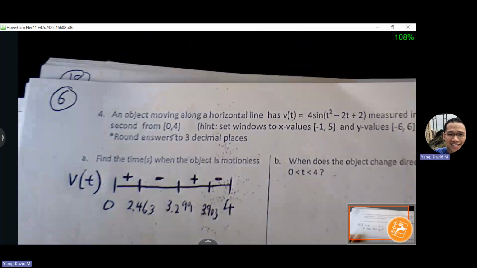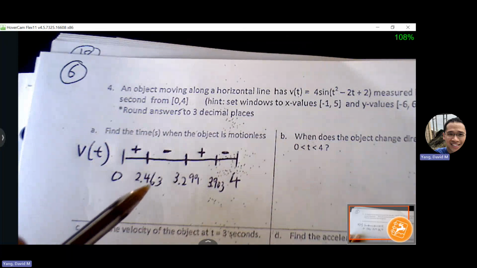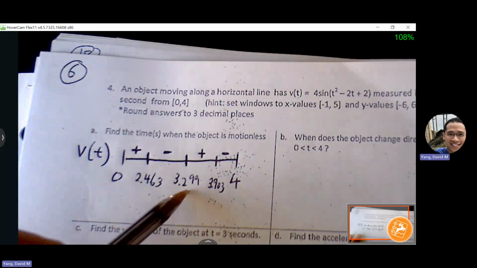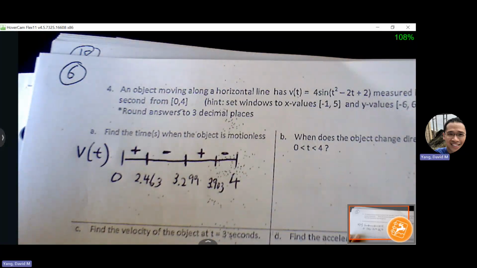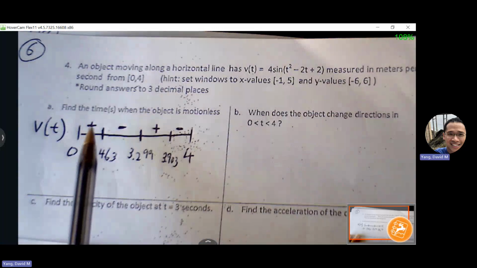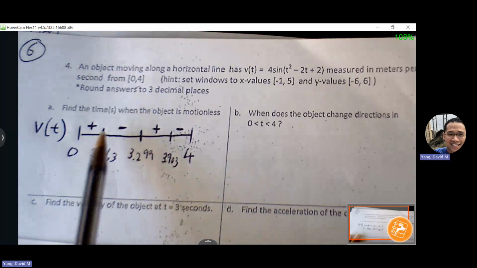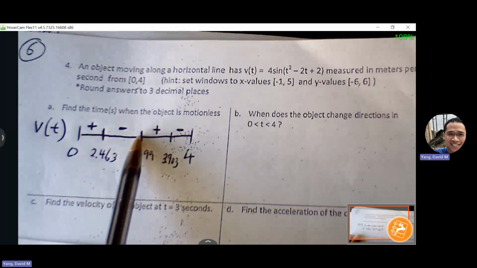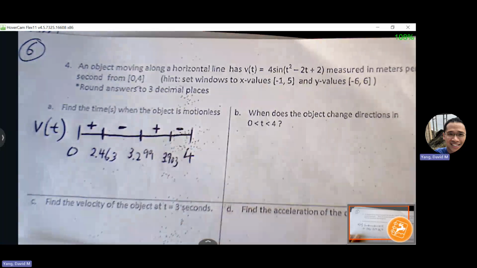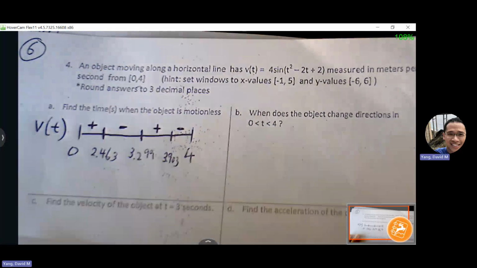All right, so what can we say then? At what times is the object motionless? These 3 times, right? Okay, because velocity is equal to 0. And then that also relates to part B. When does the object change direction? We can also know that the object changes direction at these points because it's moving right, it stops, moves left, stops, moves right, stops, moves left. So these 3 critical points end up giving us the answers for both A and B.